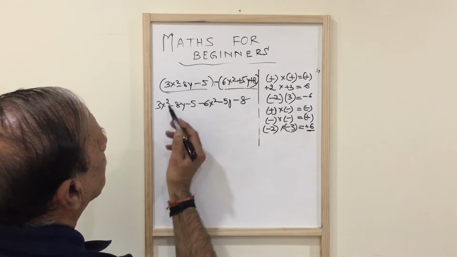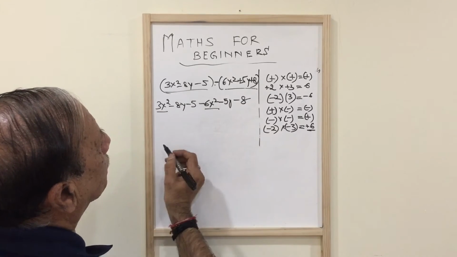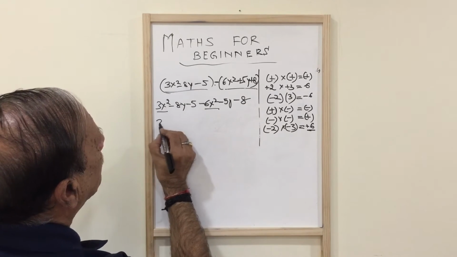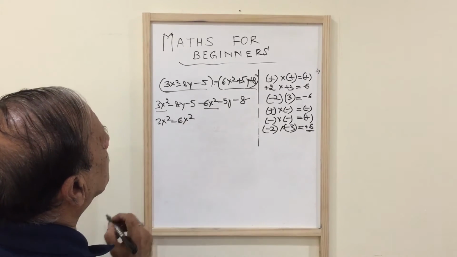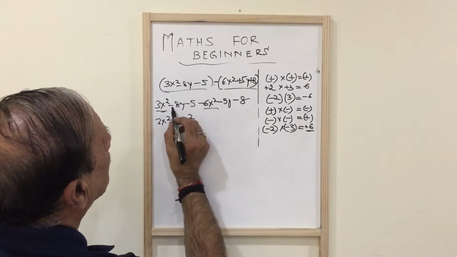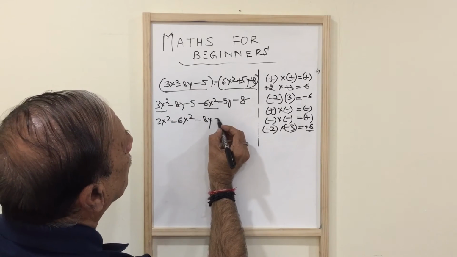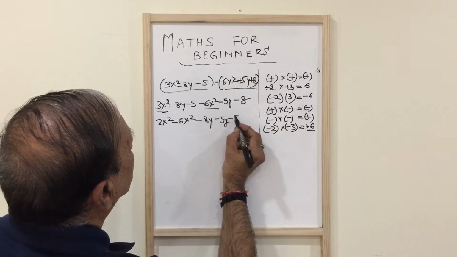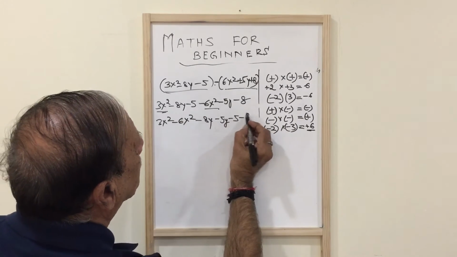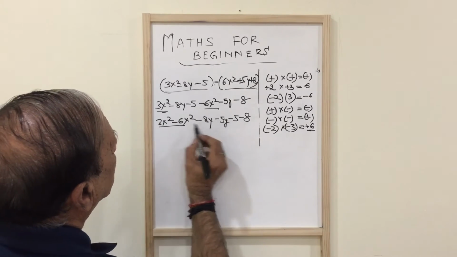And now what happens? We'll rearrange these terms. We arrange 3x square with the 6x square, so minus 3x square plus 6x square, then minus 8y and minus 5y, and then minus 5 and minus 8. So we have rearranged all the terms. So we can see from here.